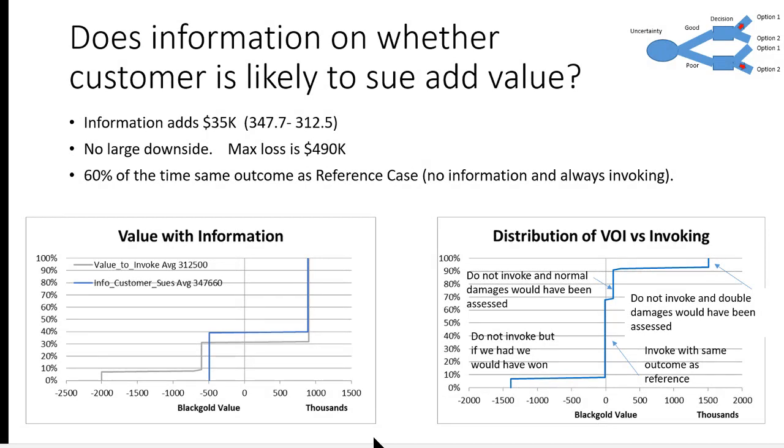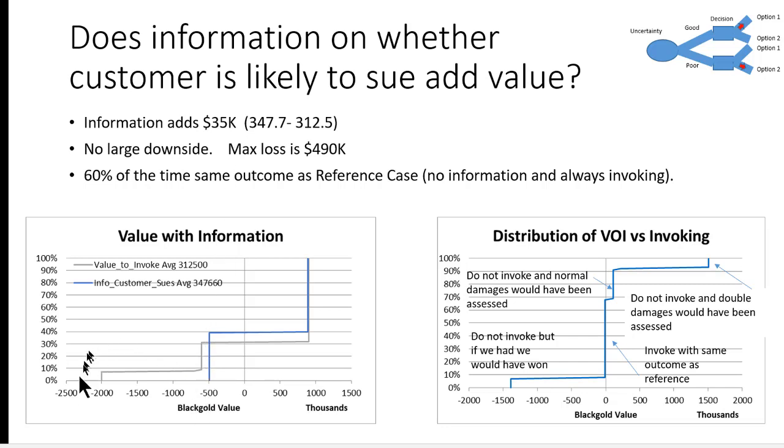Does gathering information about the customer, whether the customer is likely to sue, add value? It does add value. It adds $35,000. So we're going to compare our reference case, which is invoking the clause, $312,000, with the value with the customer information, which is $347,000, a difference of $35,000.